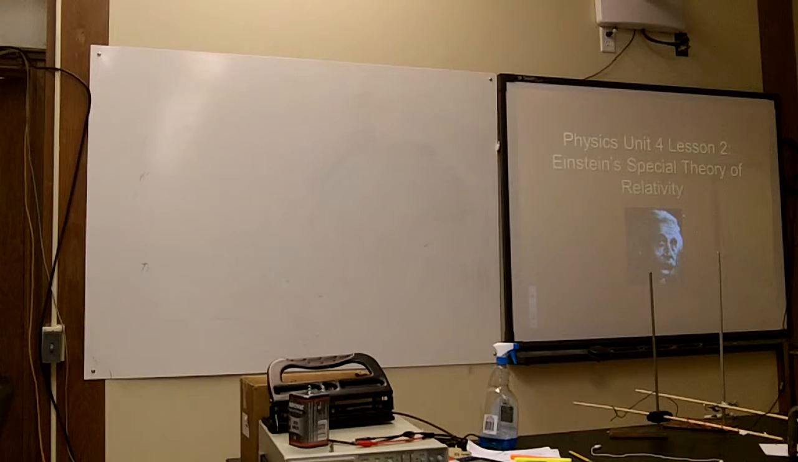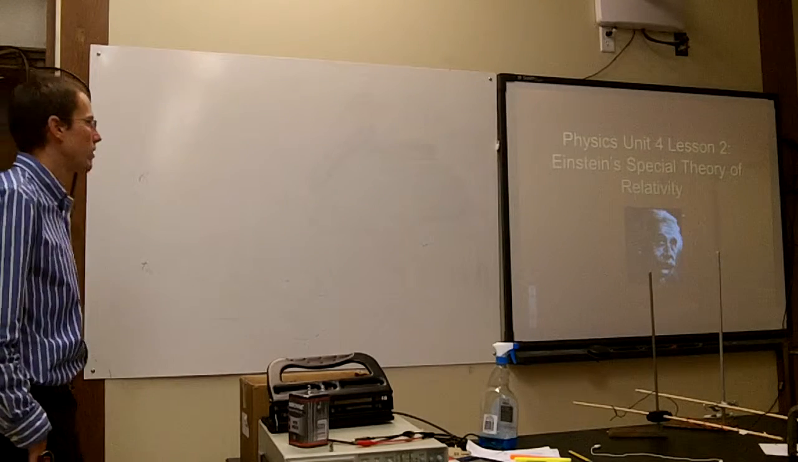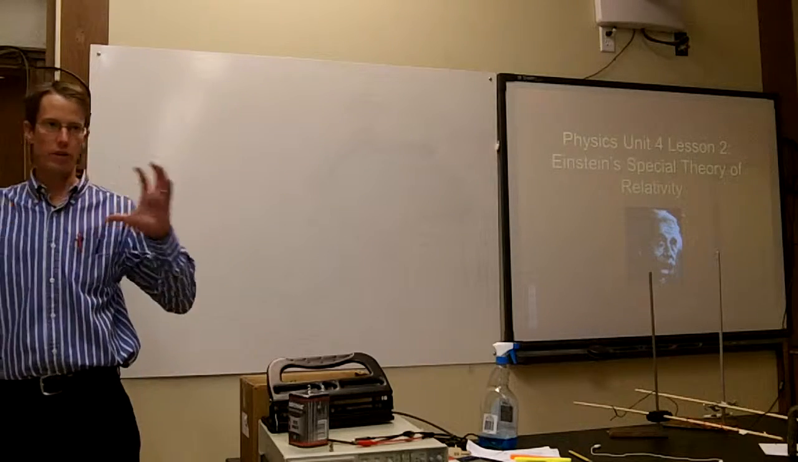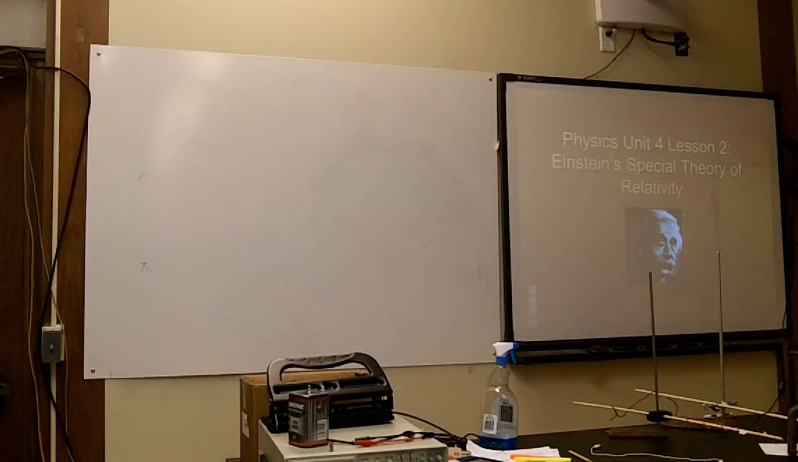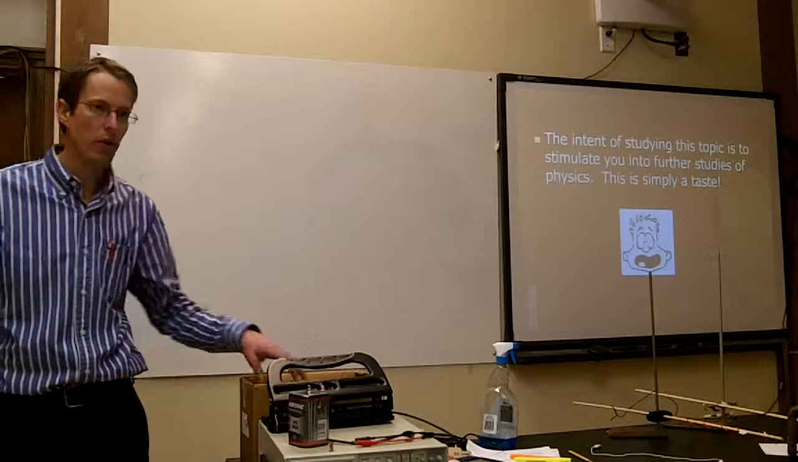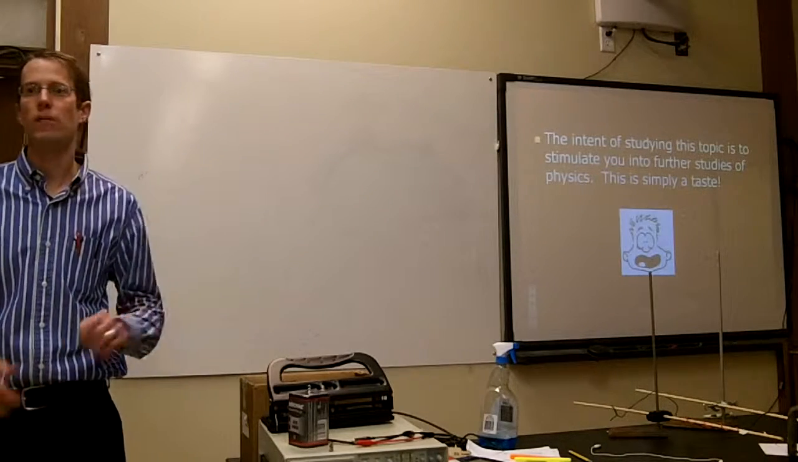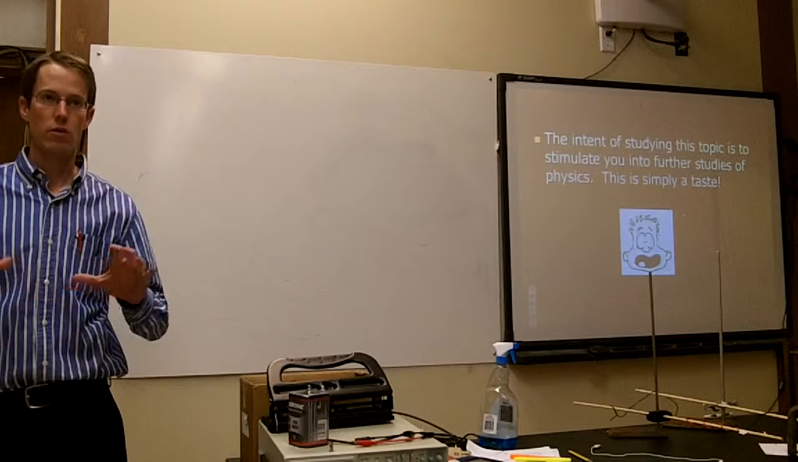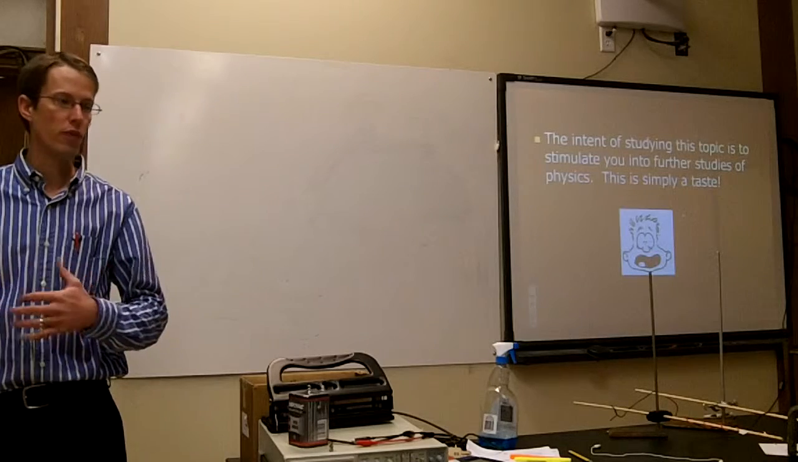All right, so here we go. Unit 4, Lesson 2, Einstein's special theory of relativity. We're going to dive into Einstein's most famous principle. He actually got E equals mc squared from this and from these ideas. We're going to discuss that as we go through these next couple of days.